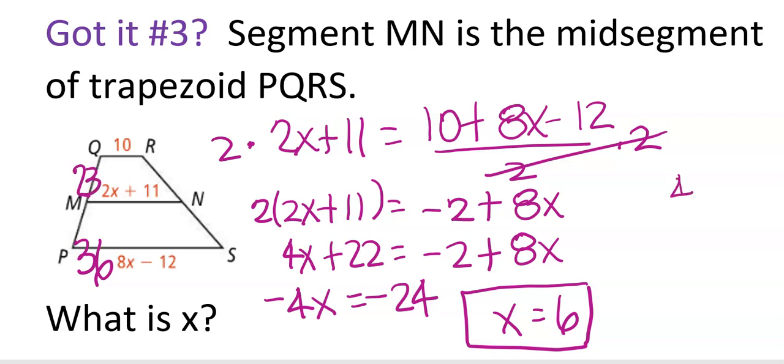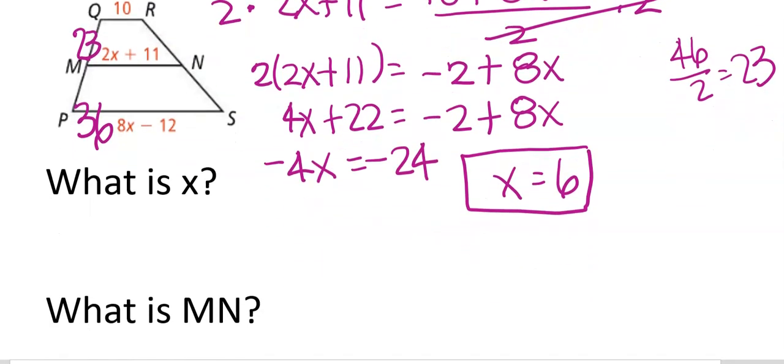Is 46 divided by 2, 23? It is. So 10 plus 36 would be 46. If you divide it by 2, you should get that segment length that's in the middle. So super easy to check. You don't even really have to write it down. You can just do it on your calculator and see if that is right.